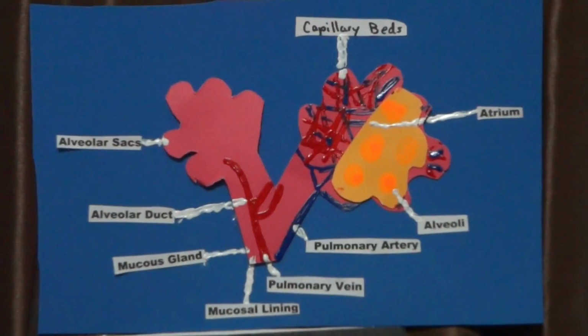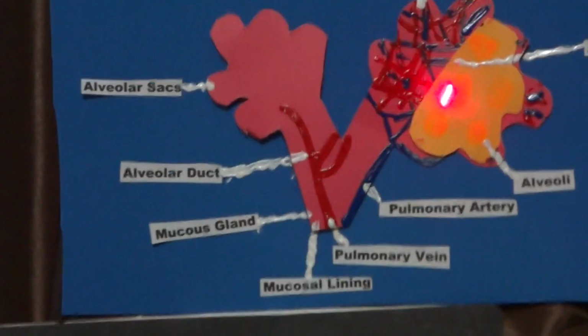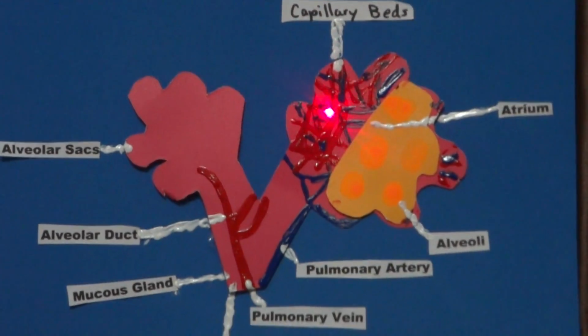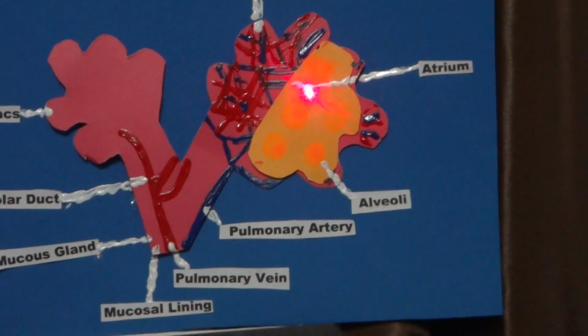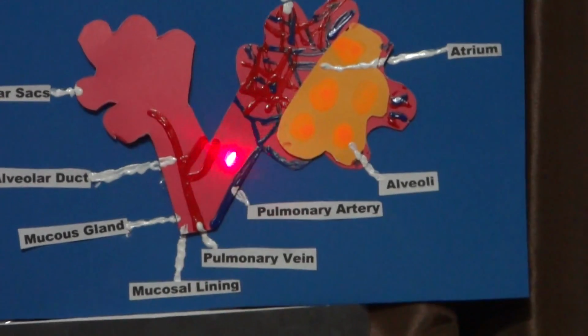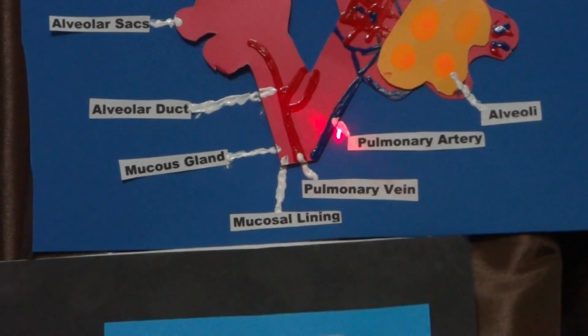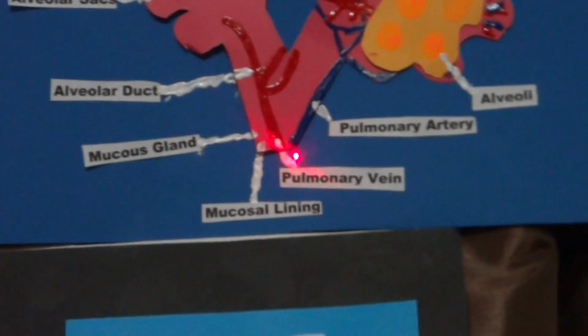Here I show you a model of what an alveoli looks like. We have the capillary beds represented in blue and red up here. We have the atrium, which is the yellow section, the pulmonary artery, which is represented in blue, the pulmonary vein, which is represented in red.